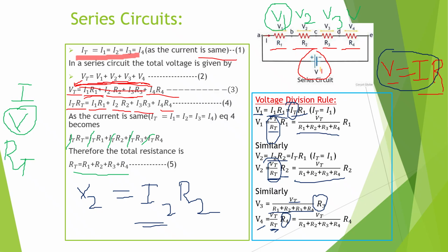So in a series circuit, what are the things we have seen? The current is the same in a series circuit, the voltage is different and RT is the summation of the resistors. So from that we have seen the voltage division rule.